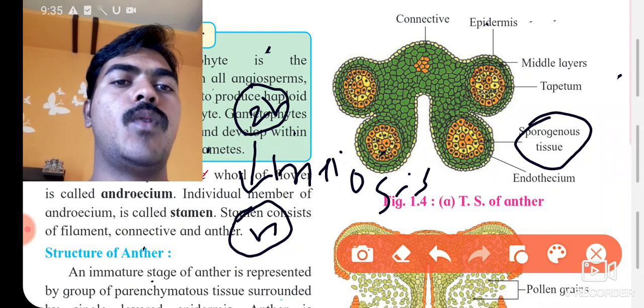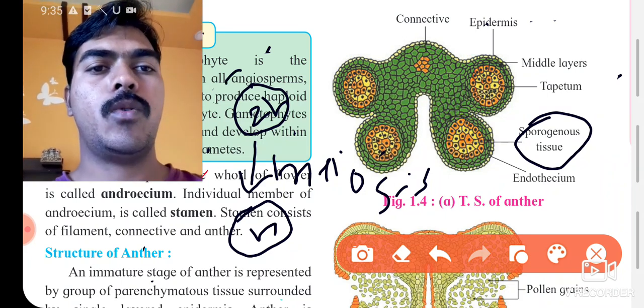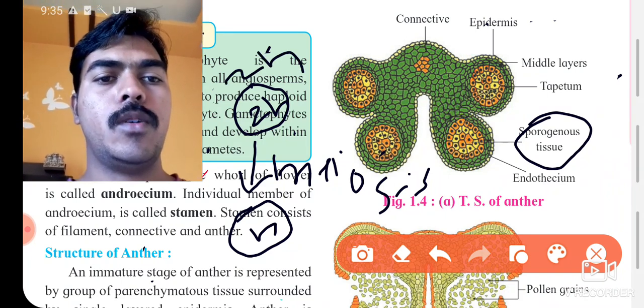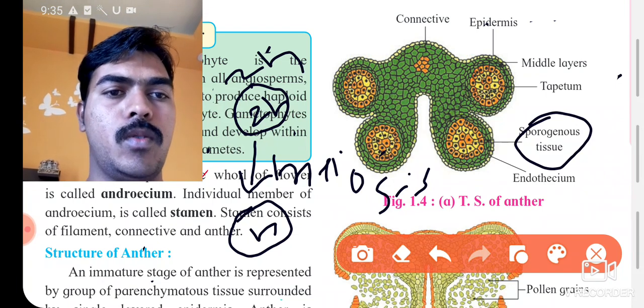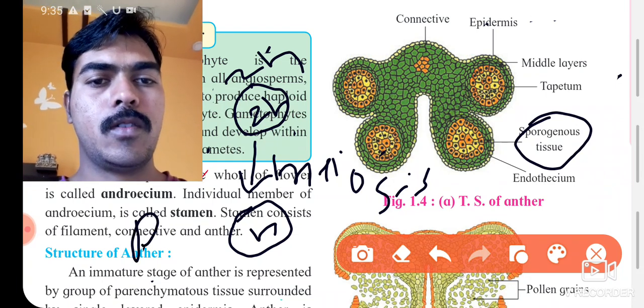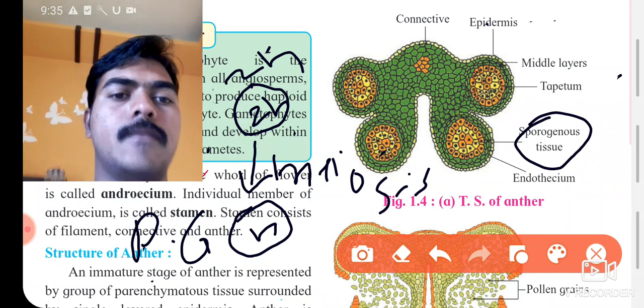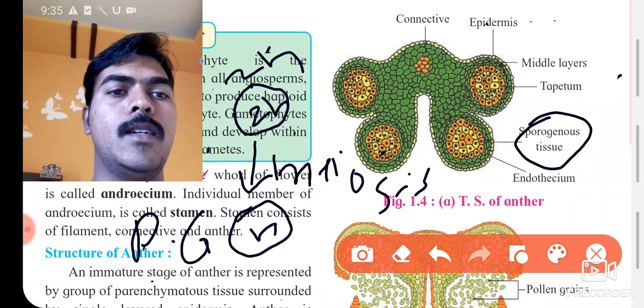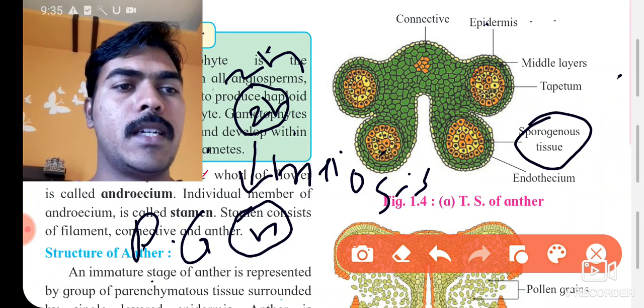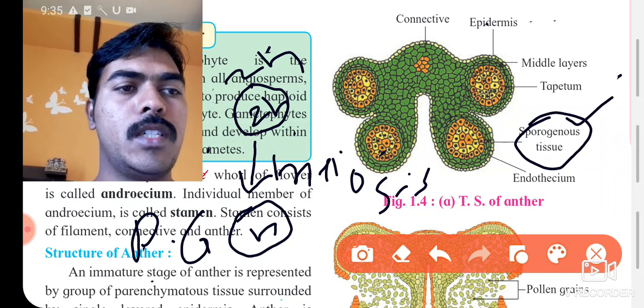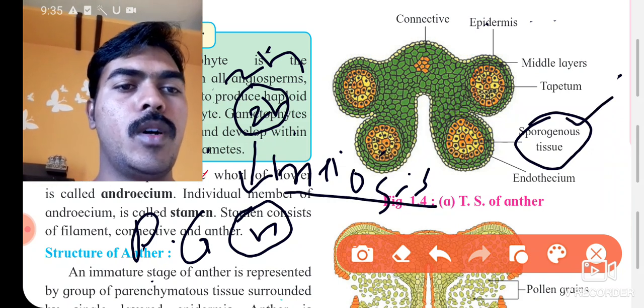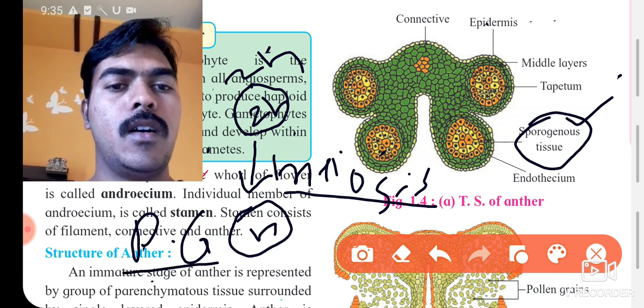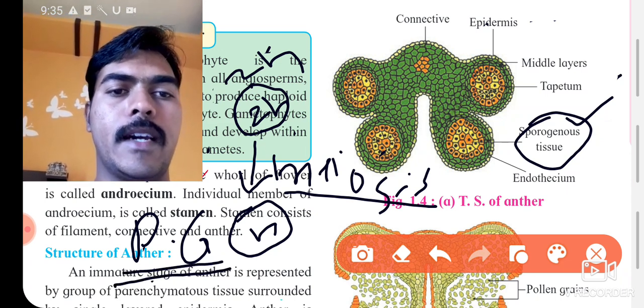Okay, diploid pollen mother cell to n number of chromosome reduced to n number of chromosome in pollen grain. So this is pollen grain. Okay, so the pollen mother cell present in this sporogenous tissue, they undergo meiosis to form pollen grains.